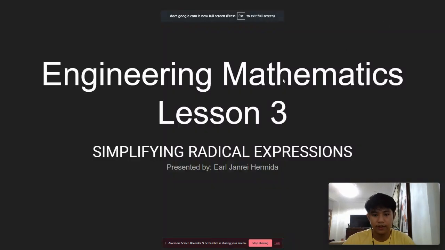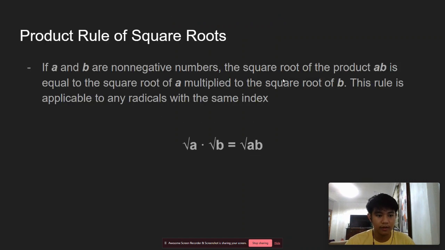Lesson 3 of Engineering Mathematics, Simplifying Radical Expressions. Product rule of square roots. If a and b are non-negative numbers, the square root of the product ab is equal to the square root of a multiplied to the square root of b. This rule is applicable to any radicals with the same index.